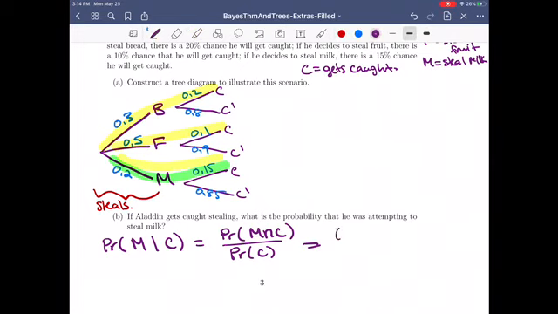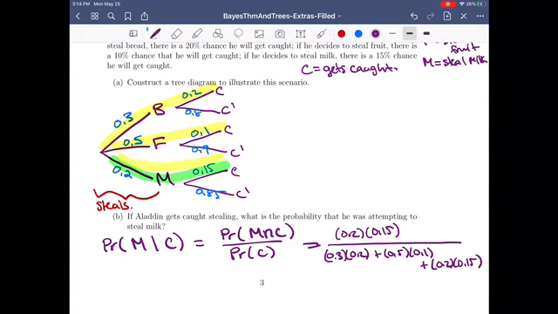So we're going to have 0.2 times 0.15 divided by 0.3 times 0.2 plus 0.5 times 0.1 plus 0.2 times 0.15. Okay, so if you simplify this, I think you get 0.03 over 0.14, which is approximately 0.2143. So there's about a 21.5% chance that if he got caught, he was attempting to steal some milk.